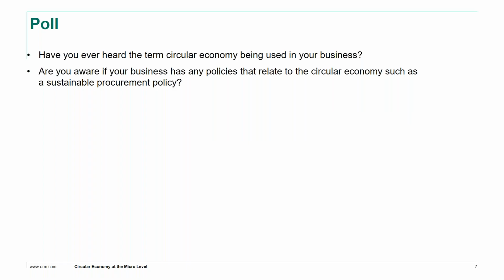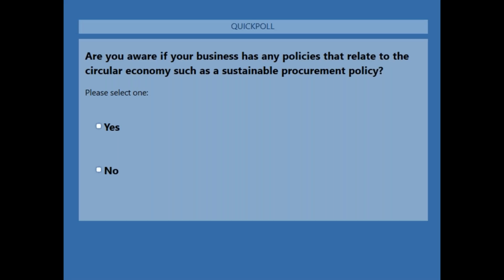So now I'm going to move to our second question. And that will be showing on your screens right about now. And the question is, are you aware if your business has any policies that relate to the circular economy, such as a sustainable procurement policy? Again, it's a binary answer, yes or no. So please just take a moment to think about that and indicate by clicking on your screen either yes or no.